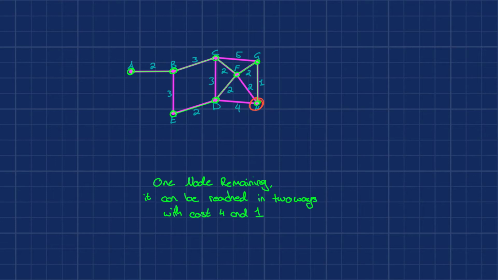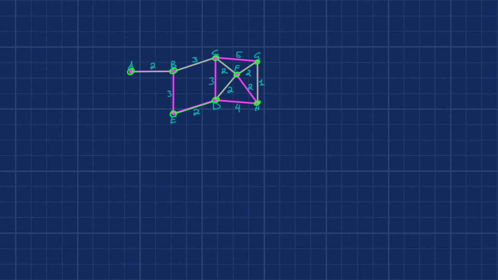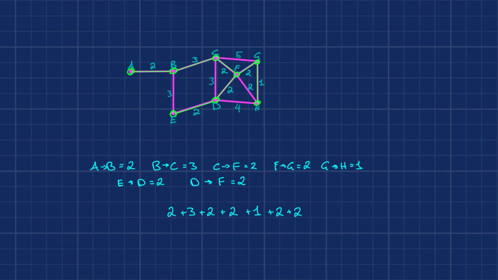I've said here we can reach it in one of 2 ways. You can actually reach it in one of 3 ways from node D, node F, or node G. But obviously, node G has cost 1, and so that's the node that we use to connect to the network. So now if you add up all of these lengths, so the length from A to B is 2, B to C is 3, C to F is 2, and so on. If you just add all these numbers up, you should get 14, which is the length of the minimum spanning tree.